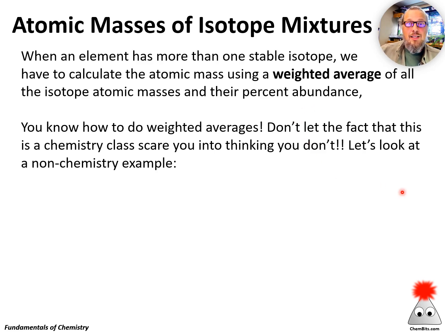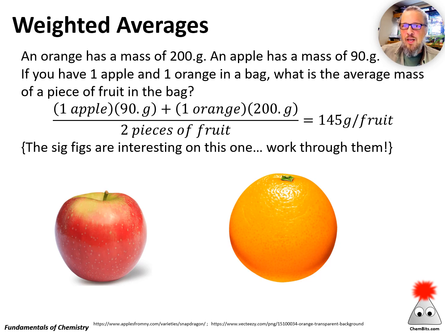So let's take a look at an example so I can prove to you that you know how to do weighted averages. Let's start simple. An orange has a mass of 200 grams, an apple has a mass of 90 grams. If you have one apple and one orange in a bag, what is the average mass of a piece of fruit in the bag?